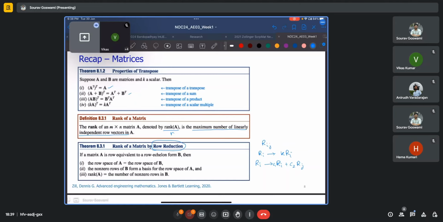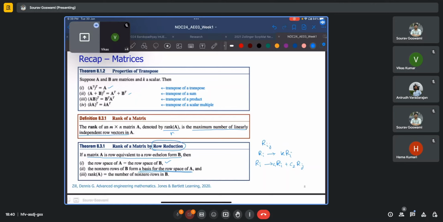And utilizing these elementary row operations, we can obtain the row reduced form. And it is a theorem that if matrix A is row equivalent to a row echelon form B, what the row echelon form is, we'll look at in the next few slides, then the row space of A shall equal the row space of B. Similarly, there are theorems regarding the column spaces, which were discussed in the lecture. It would be a good idea to look them up. Again, the non-zero rows of B form a basis for the row space of A. This will come in handy in the upcoming weeks when we try to determine the basis of linear systems.